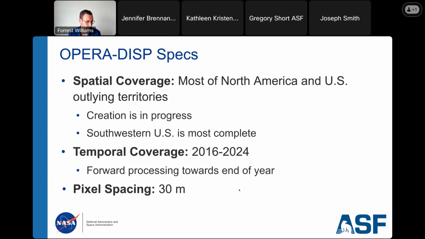From that point on, as long as the Sentinel-1 mission is running, which is the actual SAR mission being used under the hood to create this data set, I believe they have plans to keep creating this data set for the Sentinel-1 data record. And then in terms of pixel spacing, the data is posted at 30 meters, but once again, depending on how many persistent scatterers versus distributed scatterers there are in your scene, you might see the spatial pattern be a little fuzzier or a little sharper. So that's some of the basics.